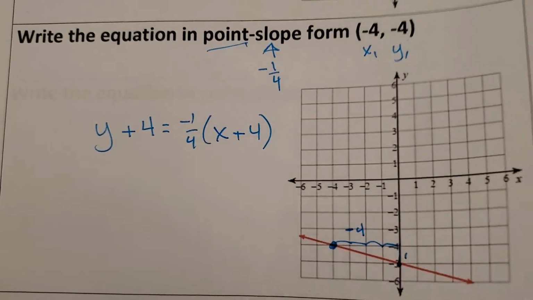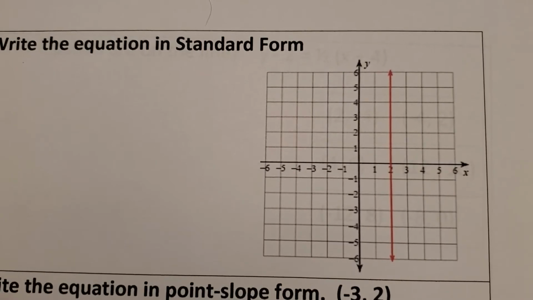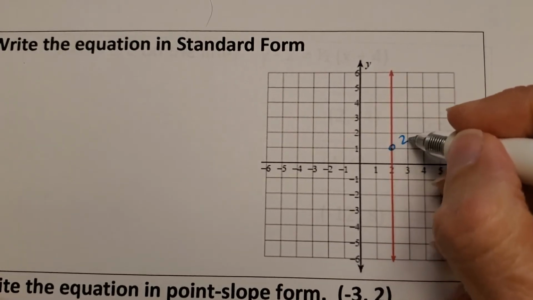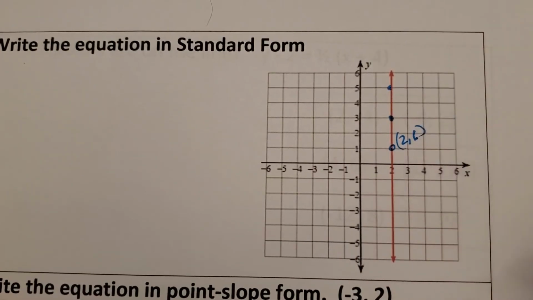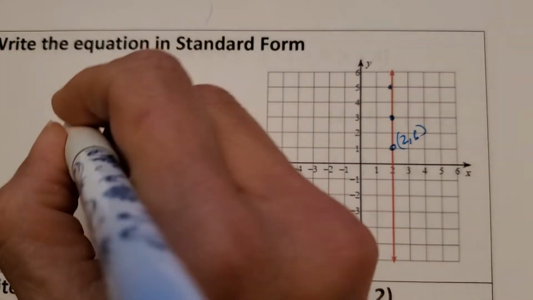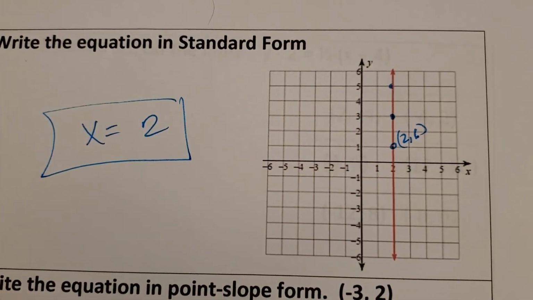All right, let's check the next one out. Okay, that's a vertical line. Vertical lines, remember all along here, it's just (2, 1), (2, 3), (2, 5). So all of my x's are 2. So in standard form, my line would be x equals 2.